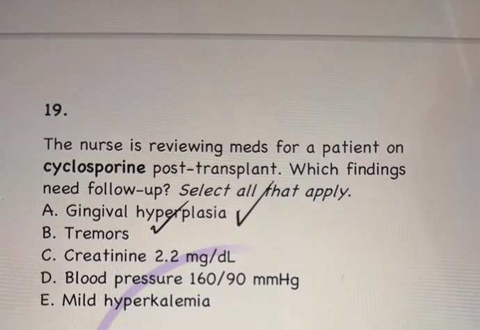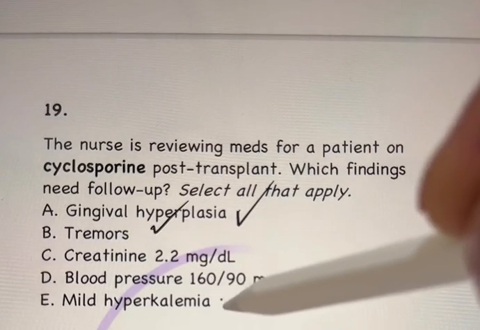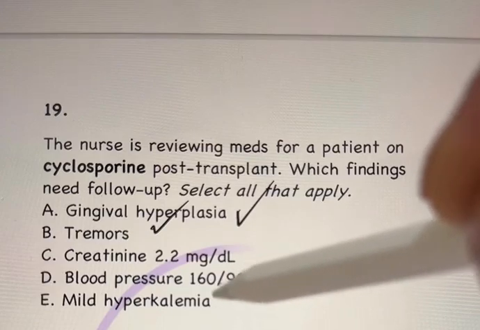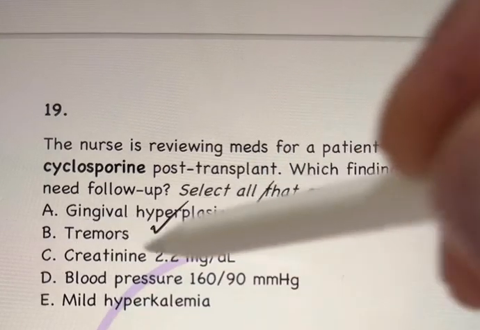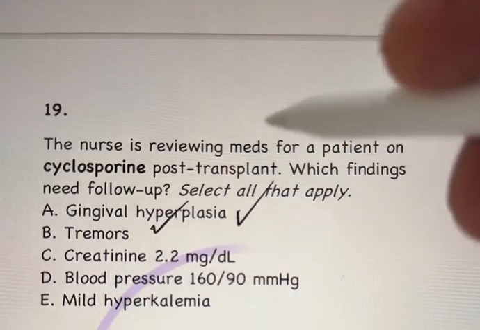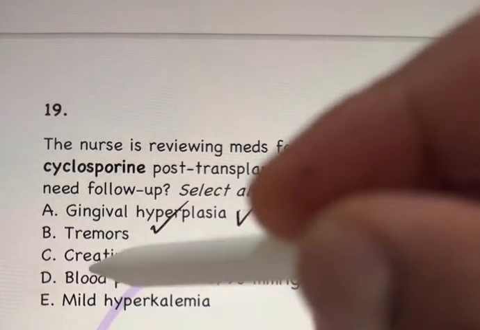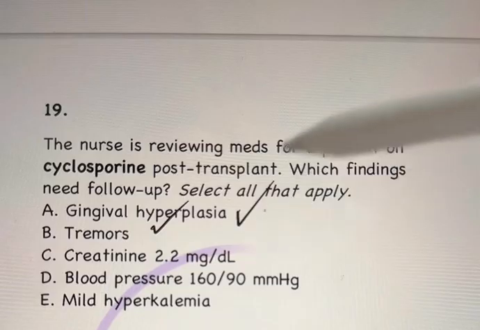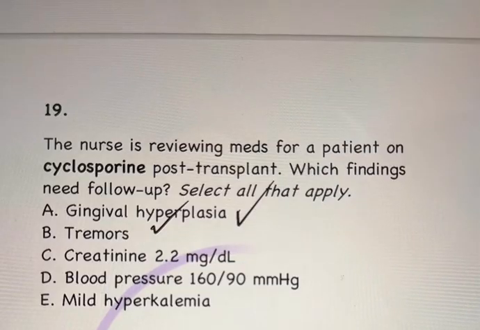We do have nephrotoxicity. We do have mild hyperkalemia. And it causes neurotoxicity also, that's why you see tremors. Creatinine 2.2 mg per dL. We talked about that. What is the normal level of creatinine in the body? We discussed that at the start.